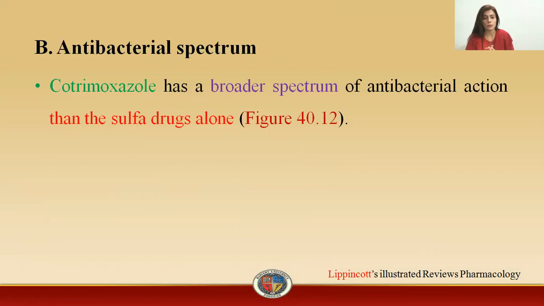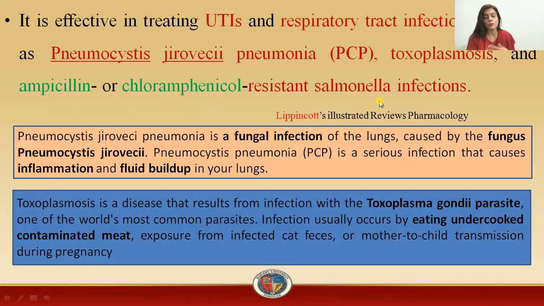Now, the antibacterial spectrum of the drug. Cotrimoxazole contains two different drugs that are acting at two different steps. So this is a drug which has a broader spectrum as compared to the drugs alone. These drugs are used for different types of infections, that is, for UTI, the urinary tract infections, and for respiratory tract infections.